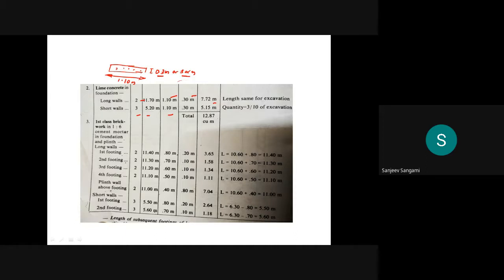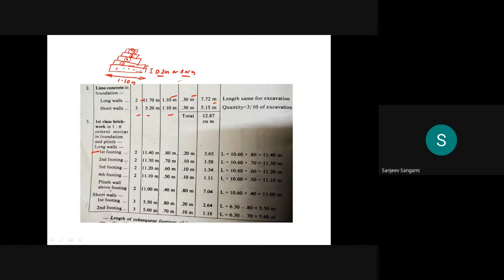Then come back to the first class brickwork in 1:6 cement mortar in foundation and plinth. So here you have 4 footings above this. You have the first footing, second footing, third footing, and you have the fourth footing. So you can start with 1, 2, 3, 4. Consider the first footing. This is the first footing.